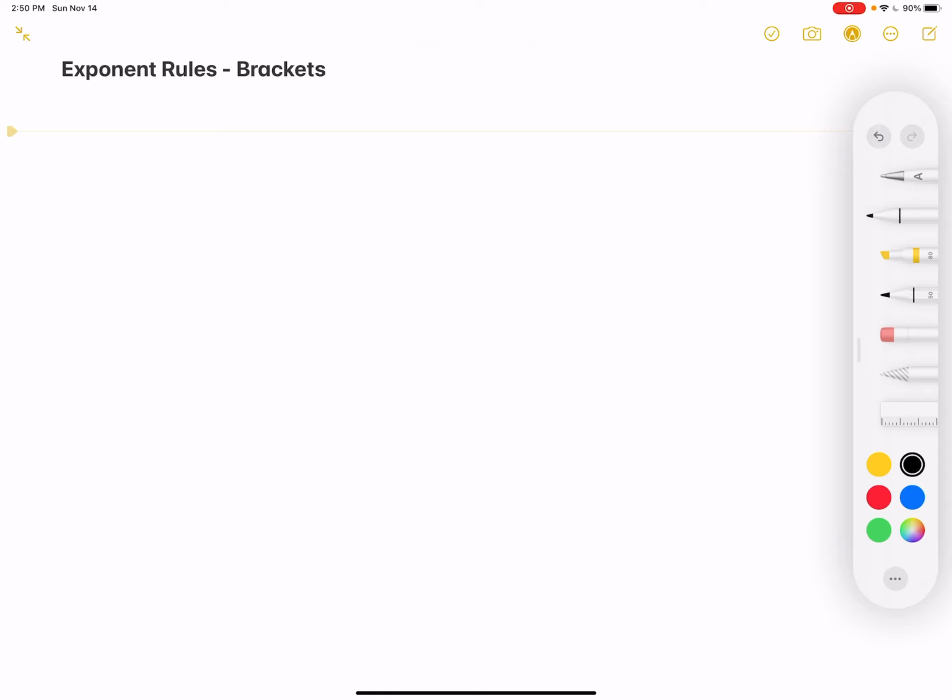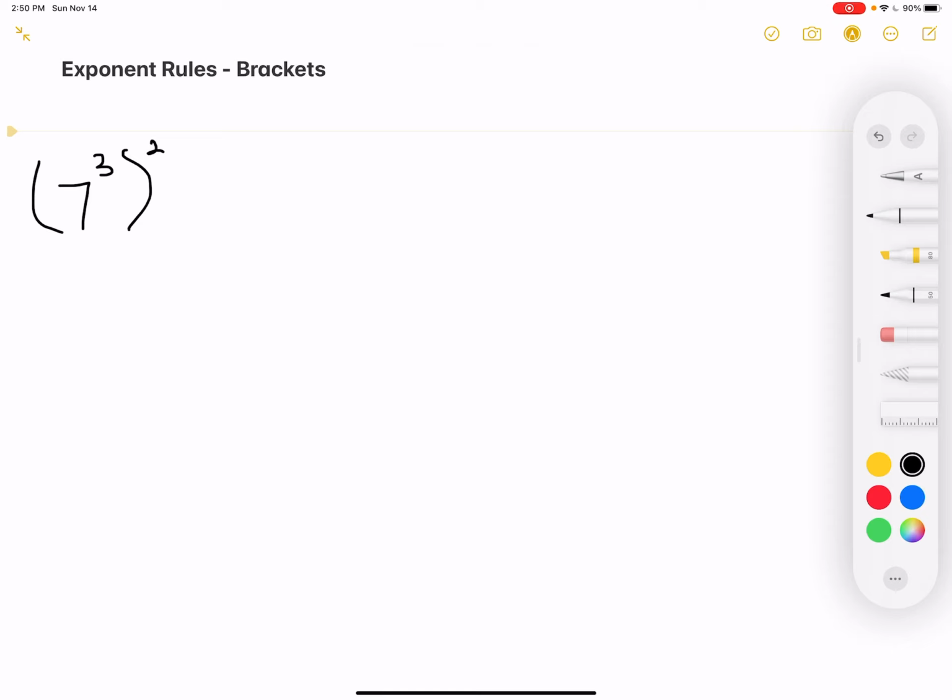Today we're going to be talking about brackets and their effect with exponents. Let's get started. Let's start with a problem. So let's say we have 7 cubed, or 7 to the third power. Then we're going to throw some brackets on it and we're going to say that that itself is to the second power. We're going to try and square it. So what do we do here?